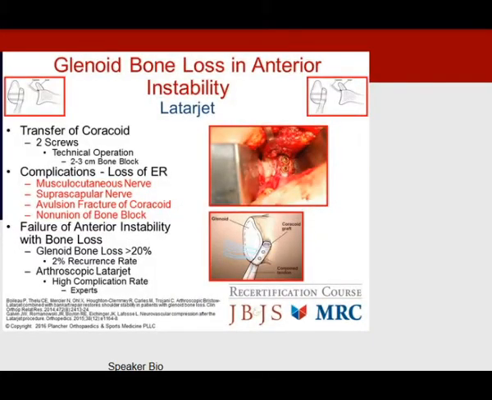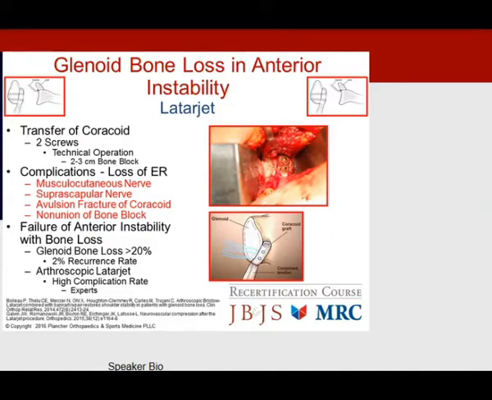The Latarjet can help us. We can transfer the coracoid and restore the continuity of the glenoid. Remember that complications can occur with some loss of external rotation, whether it be to the musculocutaneous nerve, to the suprascapular nerve, with an avulsion fracture it's been seen of the coracoid, or a non-union of the bone block. And so we need to learn how to do this procedure well.